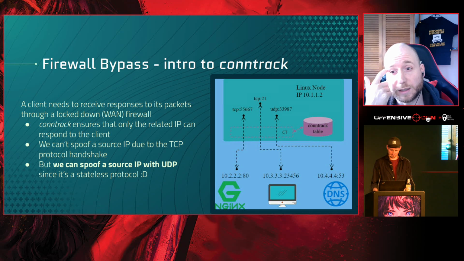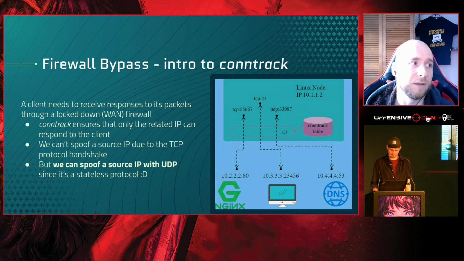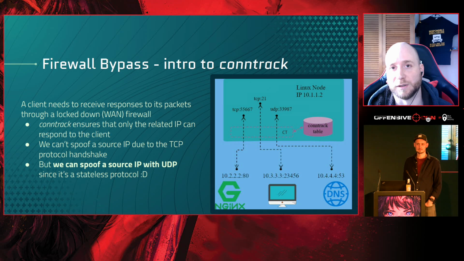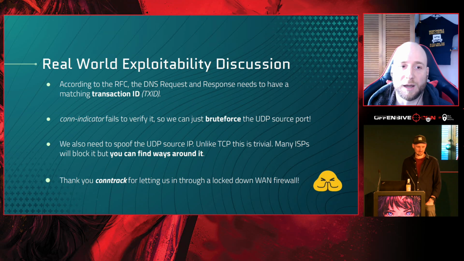So if you have a TCP connection, there's a TCP handshake that establishes a sort of TCP tunnel, right? So you can't really spoof TCP IP addresses, right? It's just not doable. But with UDP, it's a different story. UDP is a connectionless protocol. So with UDP, you can easily spoof a source IP.